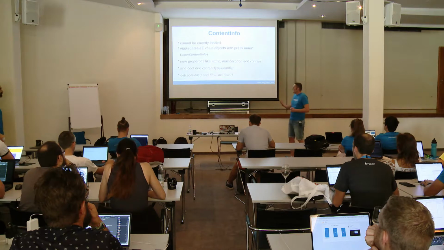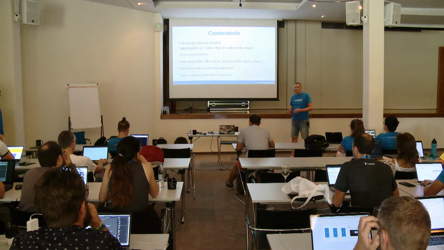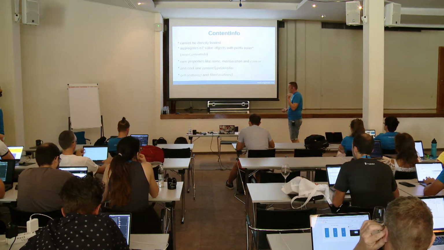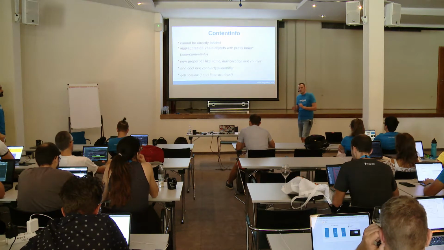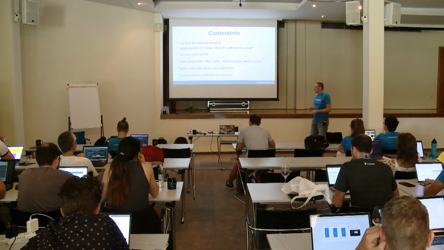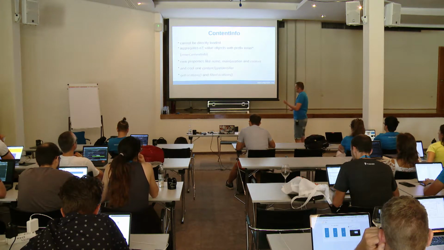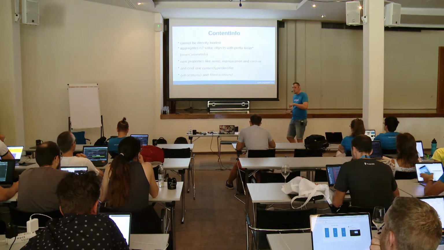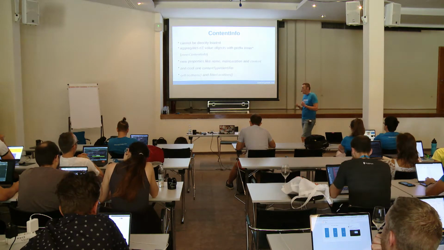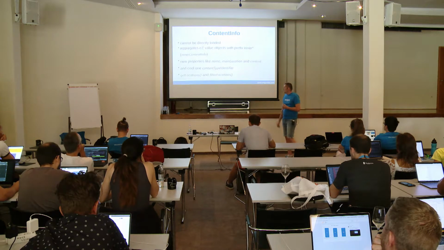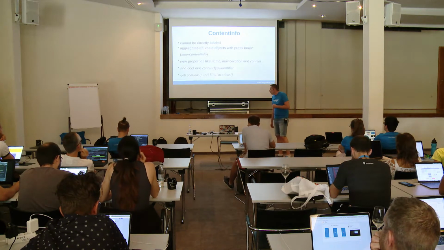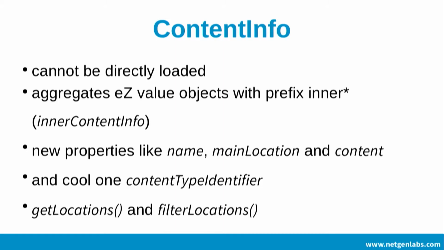So basically, to get the content type identifier, first of all, you have to access content, content info, and in the original content info from eZ, you have the content type ID, not the identifier. So we have to use the content type service to load the content type value object, and then from the content type value object, you need to get the property content type identifier. Here we have it preloaded inside the content info. And content info also has getLocations and filterLocations methods.